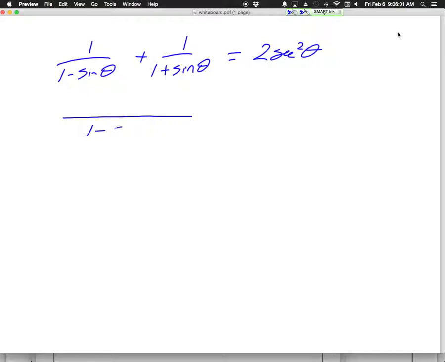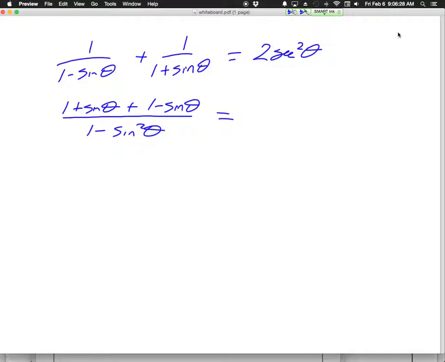So that means I'm going to have 1 minus sine squared. I need 1 plus sine on the left, and I need 1 minus sine on the right. Everybody okay with that? I did the conjugate or common denominator, whichever way you like to see it. They produce the same thing.